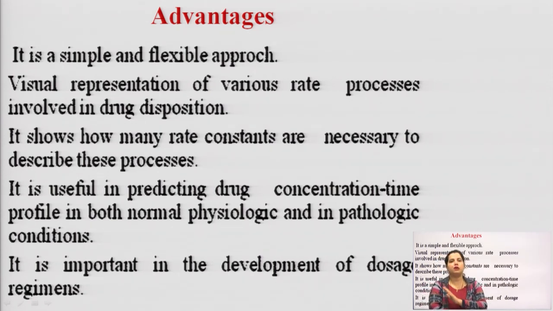It is useful in predicting drug concentration time profile in both normal physiologic and pathologic conditions. Of course, a patient having any disease condition can also be analyzed for these parameters, and we can compare the normal physiology with the pathological condition, to see that if the patient has this type of disease, the drug pharmacokinetics may be hampered or affected. It is also important in the development of dosage regimens.